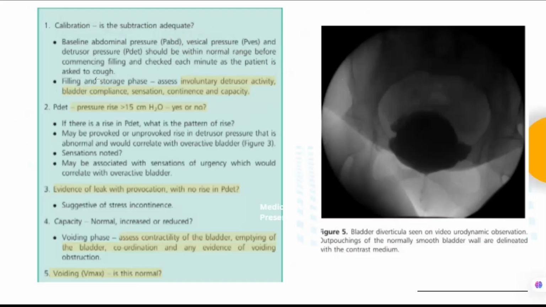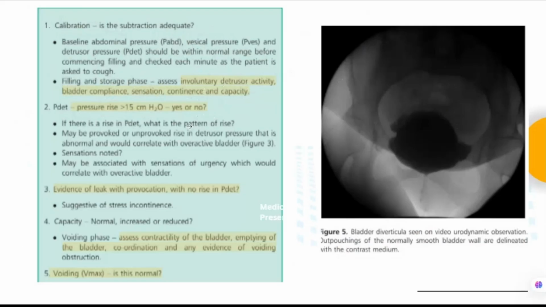Then in the filling and storage phase, you will assess involuntary detrusor activity, bladder compliance, sensation, continence, and capacity. Then P detrusor, as I have already mentioned, you will note whether there is a rise of more than 15 centimeters or not. If there is a rise in P detrusor, what is the pattern of rise?